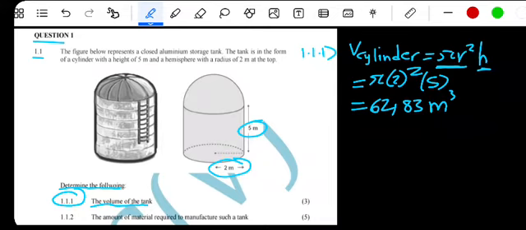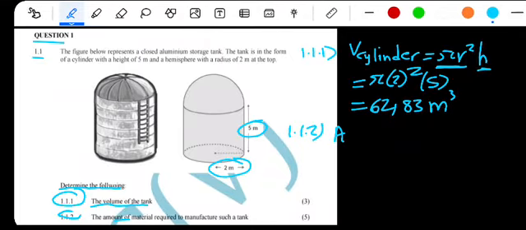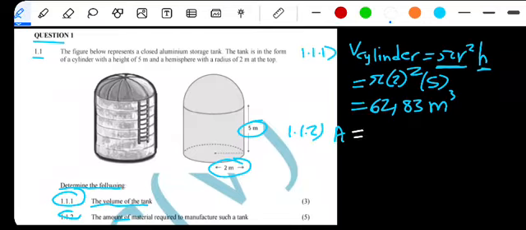All right, so we have 1.1.2, which says determine the amount of material required to manufacture the tank. The amount, now we're talking about the surface area. So what will be the surface area of this tank? We know that is given by starting with this portion or that portion. Remember, you have to combine.